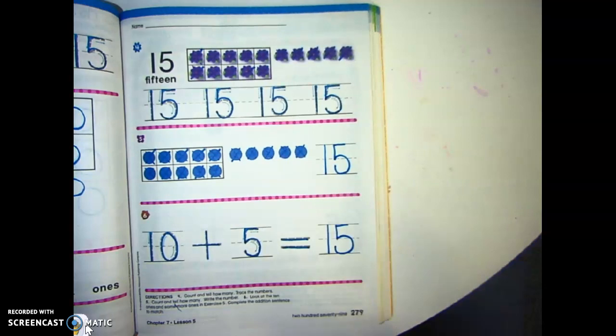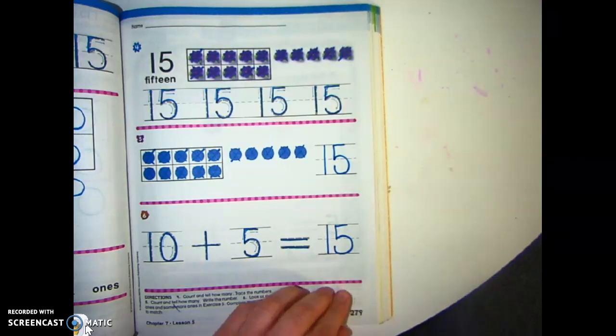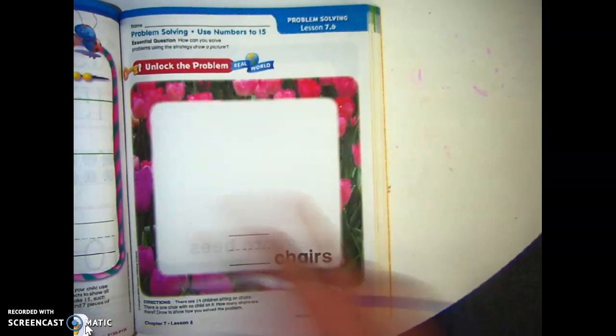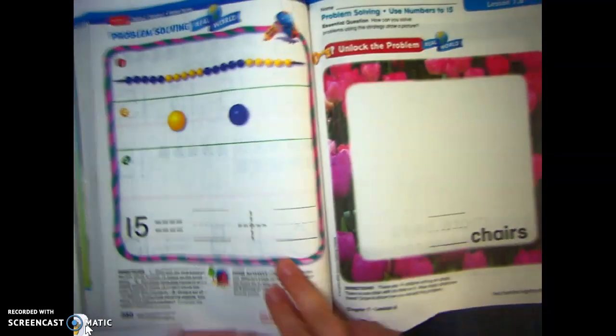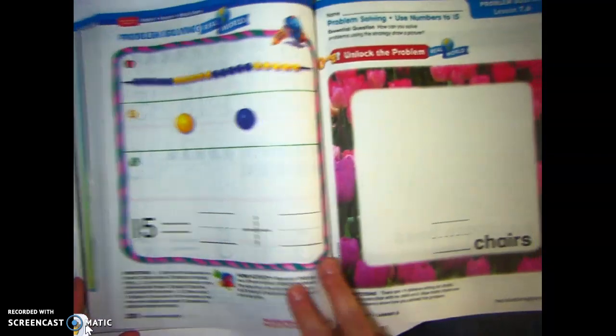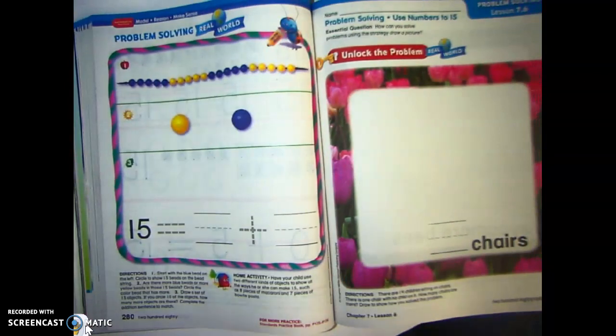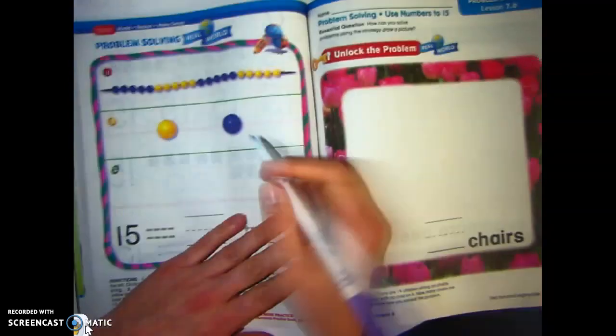All right, my friends, go ahead and take a second. Make sure you finish that page. Again, if you need to stop at any point, you can stop or pause the video. All right, let's take a look at our back page. It says to start with the blue bead on the left, and we're going to circle 15 beads. Okay, so let's count together.